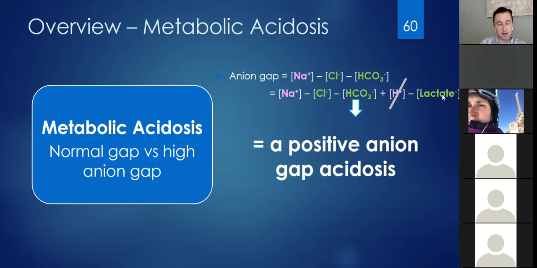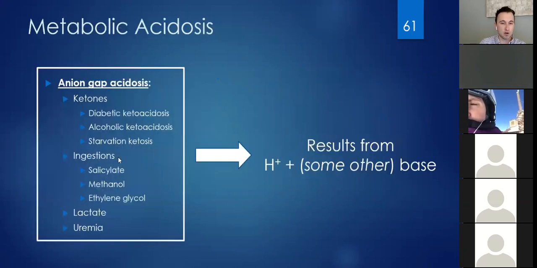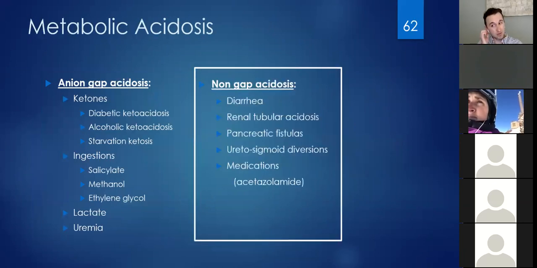So you're adding this whenever there's a pathophysiological acid. We're not measuring this directly in our anion gap. The hydrogen is going to be buffered by a bicarb. If your bicarb goes down, your anion gap goes up, leaving you with a positive anion gap acidosis. And that's true for all of these things. All these things will form a hydrogen plus some other base. Okay. All right, so that kind of begs the question: what about a non-gap acidosis?